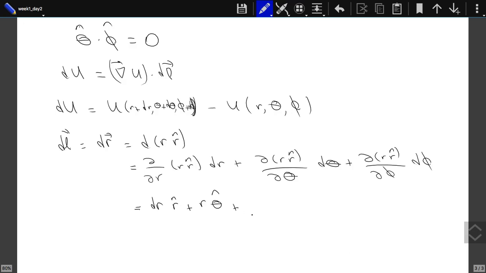Plus, r is independent of phi. Derivative of r hat with respect to phi, we said that it was just r sine theta phi hat. So now here we have r d theta theta hat plus r sine theta d phi phi hat.